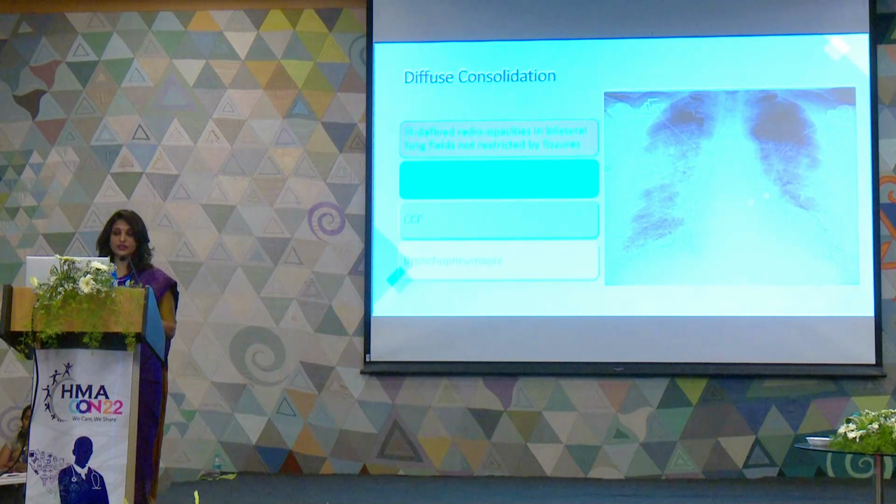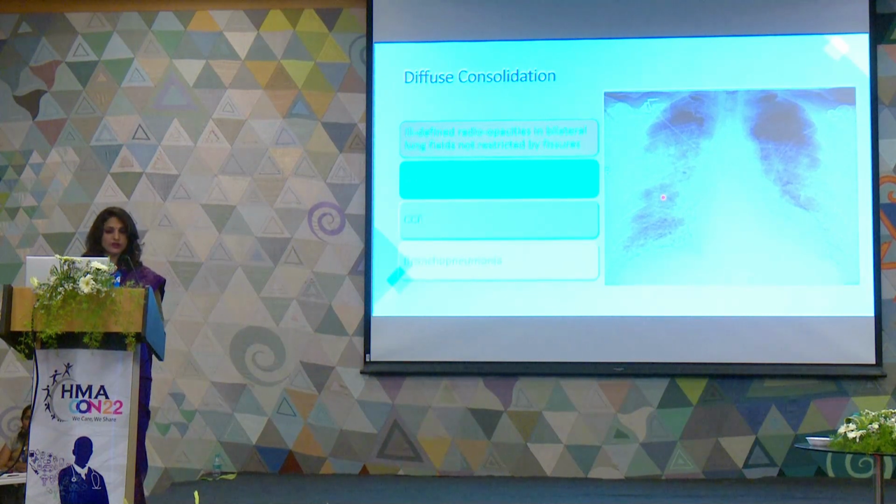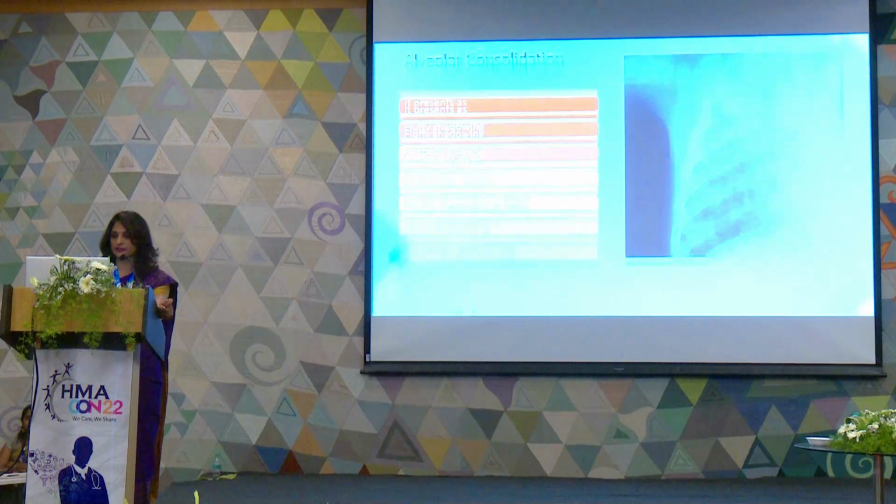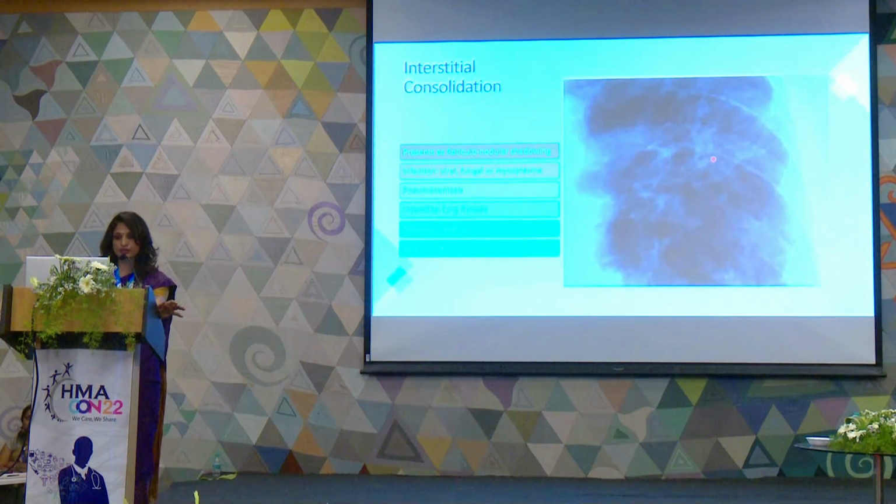Diffuse consolidation: in this you can see ill-defined radio-opacities in bilateral lung fields. It is generally not restricted by the fissure. You can see this in ARDS, CCF, or bronchopneumonia. Alveolar consolidation generally presents as fluffy shadowing, airspace opacity, ill-defined margins, and it is mostly segmental or lobar, like I said earlier. And in diffuse consolidation, you can see reticular nodular shadowing. It is generally seen in viral, fungal, or mycoplasma pneumonia.